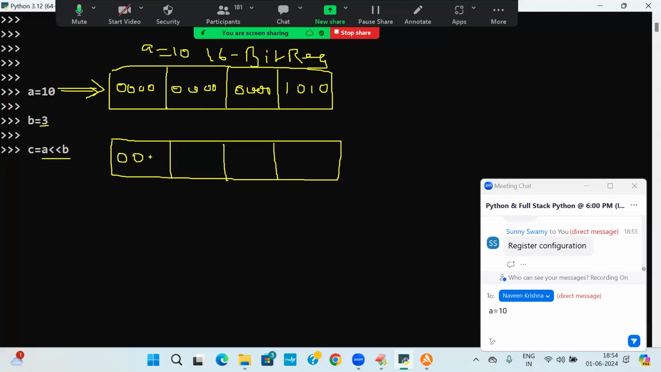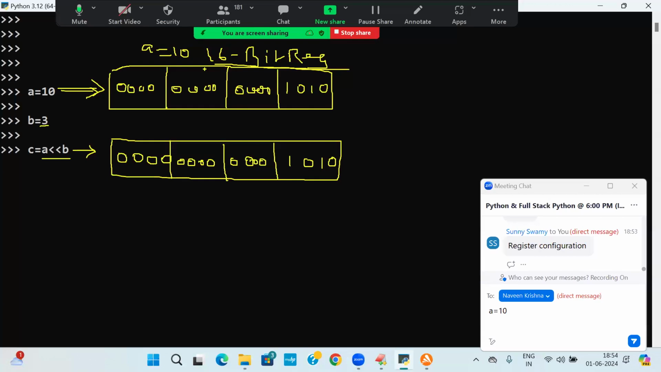0, 0, 0, 0, 0, 0, 0, 0, 0. And this is 0, 0, 0, 0. And this is what? 1, 0, 1, 0. See, I'm going to discuss. This line says that move 3 bits towards which side? Left side. What is my register capacity?